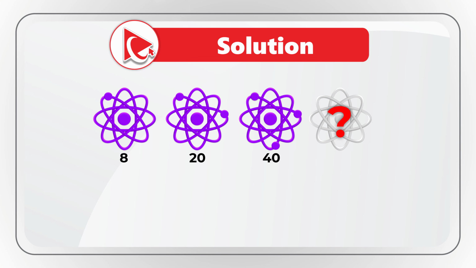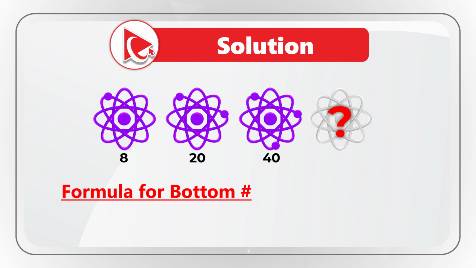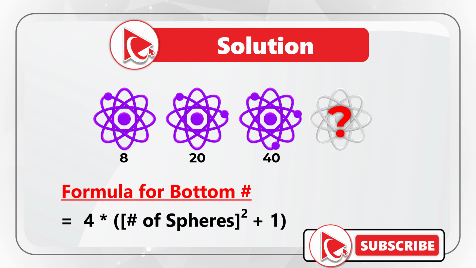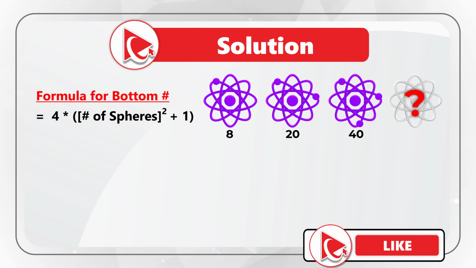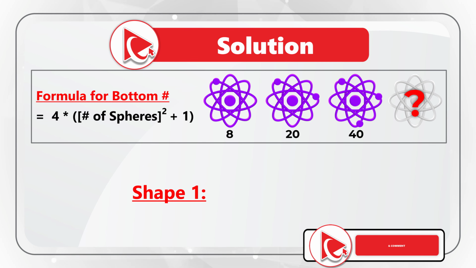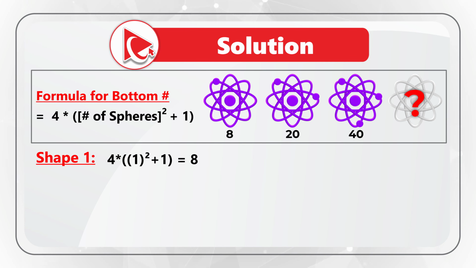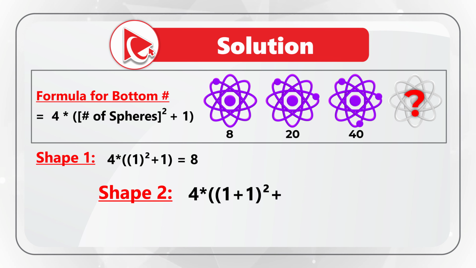of spheres. For example, the formula to do bottom number calculation is 4 multiplied in parentheses number of spheres squared plus 1. So to calculate the bottom value for the first shape, we need to multiply 4 in parentheses 1 squared plus 1, which would be equal 8. For second shape, 4 multiplied in parentheses 1 plus 1 squared, which is 2 squared, which equals 4, plus 1 equals 4 multiplied by 5 equals 20.